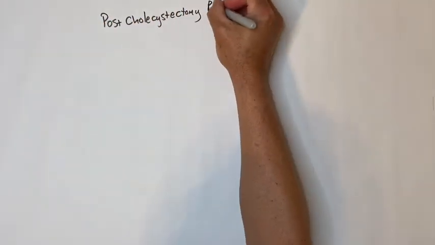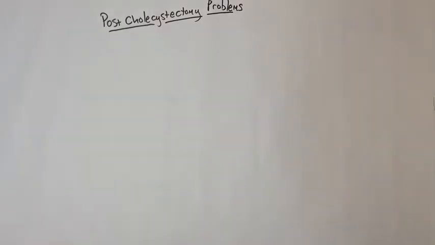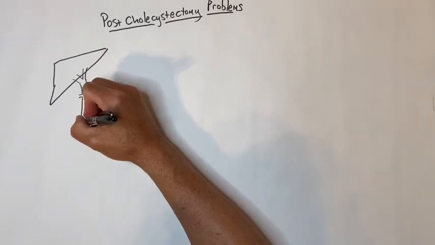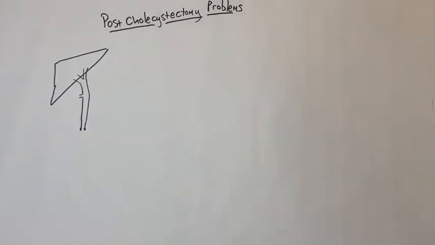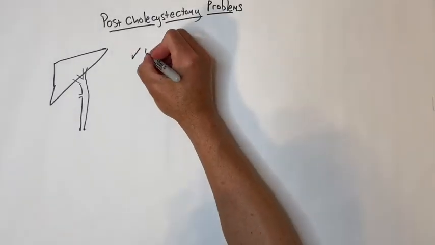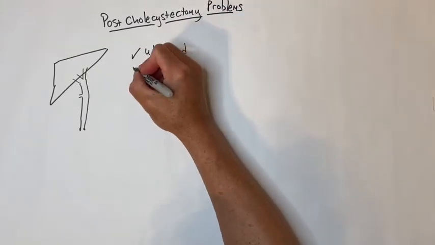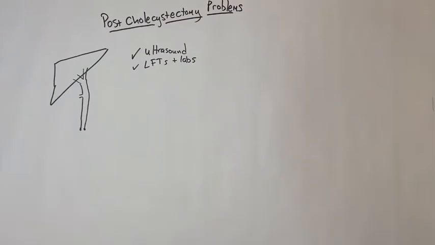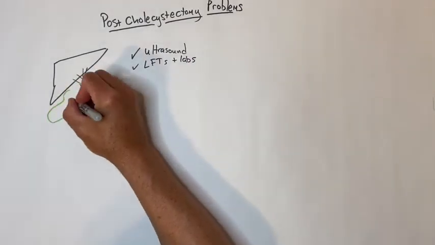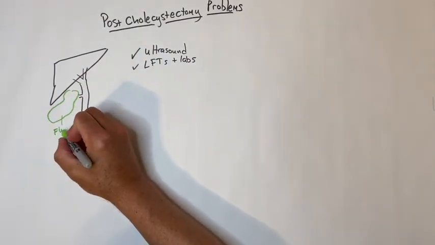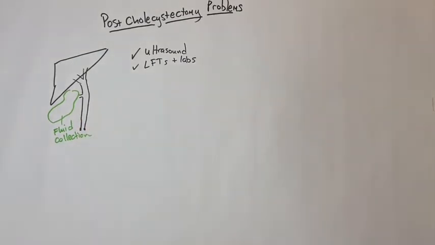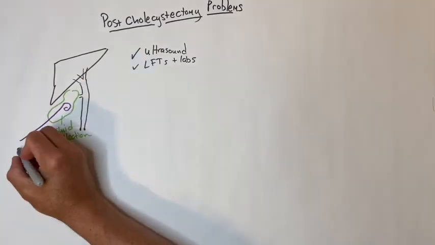A common question thread is postoperative cholecystectomy problems. One common scenario is a patient who underwent a laparoscopic cholecystectomy and they come in a few days later with right upper quadrant pain. The initial workup for this should always be a right upper quadrant ultrasound and liver function tests along with basic labs. If there is a fluid collection on the right upper quadrant ultrasound, you should probably place an IR drain into this to see if it is bile.